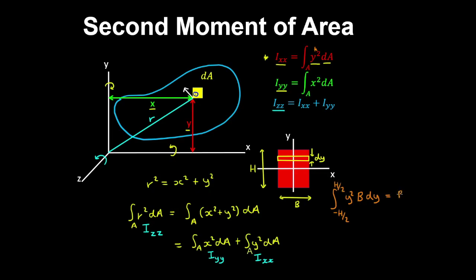And if we take b outside the integral, then we obtain y cubed on 3 evaluated from minus h on 2 to h on 2. So that gives b by h cubed on 3 by 8, which is 24, minus negative h cubed on 24. Which gives bh cubed on 12.